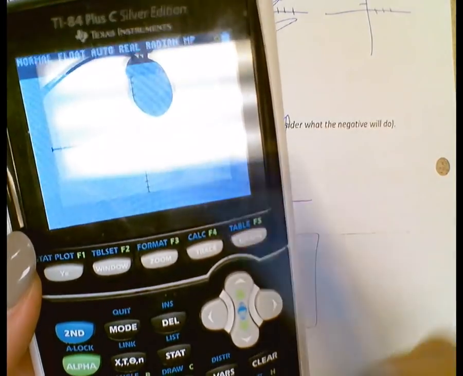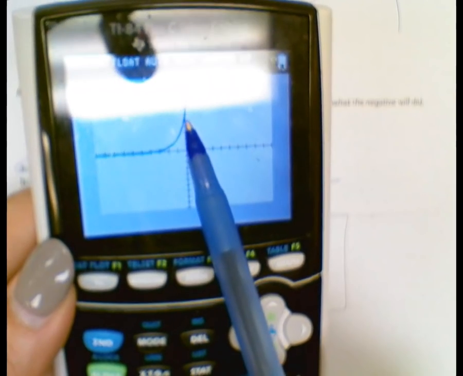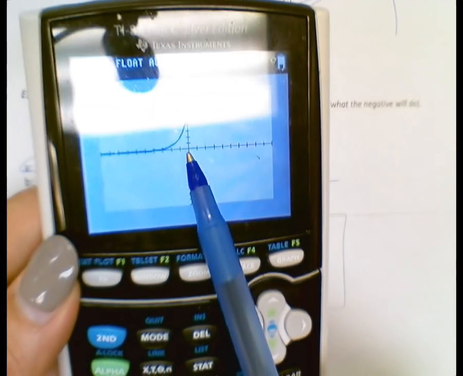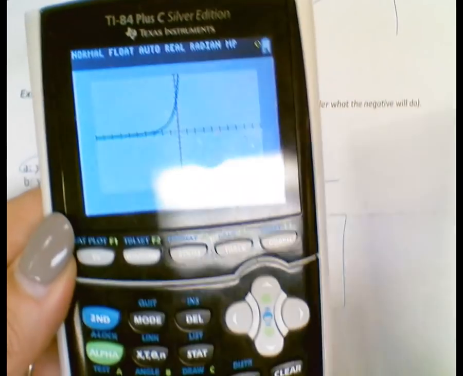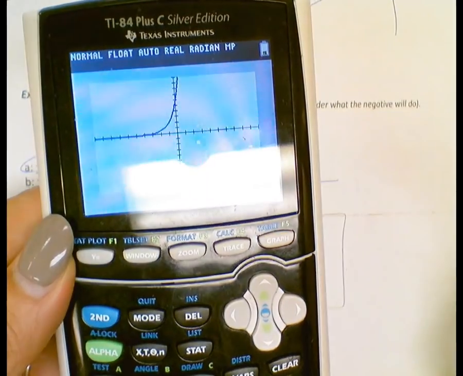So it's still going to have a horizontal asymptote of 0. I was drawing that wrong. But you are going to have a point at (0, 6). See how it kind of goes? Instead of going through (0, 1), it goes all the way up. Can you see that? Instead of (0, 1), it goes up at (0, 6). But it has the same shape as the other ones.